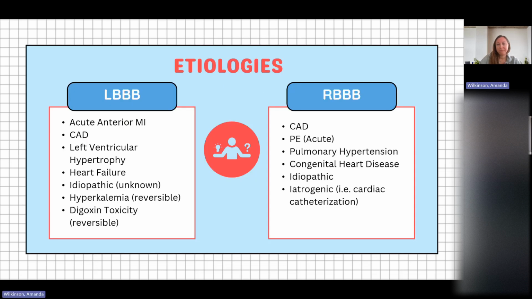Yep. Cool. So then our right bundle branch block etiologies can include CAD, acute pulmonary embolism, pulmonary hypertension, congenital heart disease. And sometimes you can see this after procedures, like during cardiac catheterization. So when you see a bundle branch block, we shouldn't just stop and recognize it. We should think about what might be causing it as well, especially if it's new.